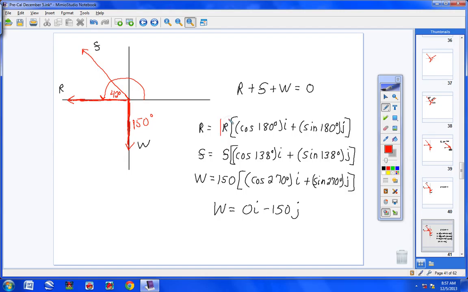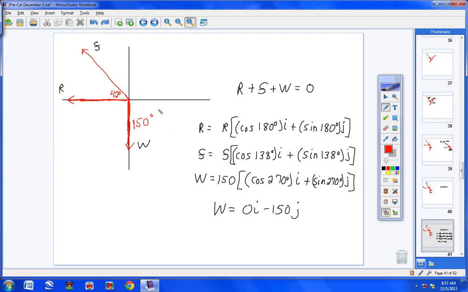If there was a real technical math teacher watching this, he would be upset, but I'm just trying to make it less jumbled up. So here's my magnitude of R, that means the length of R, and then cosine of my angle i plus sine of my angle j. That's my direction angle, okay?